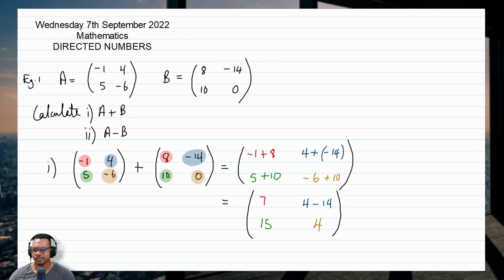So the only thing to work out there is the 4 take away 14. Now this 4 is positive, this 14 is negative, so the signs are different, so we are going to subtract. But the 14 has the bigger magnitude, and the sign in front of it is negative, so the answer will be negative. So take 4 from 14, you get 10, but the answer will be negative 10. So I put that down here. The answer is 7, 15, negative 10, and 4.